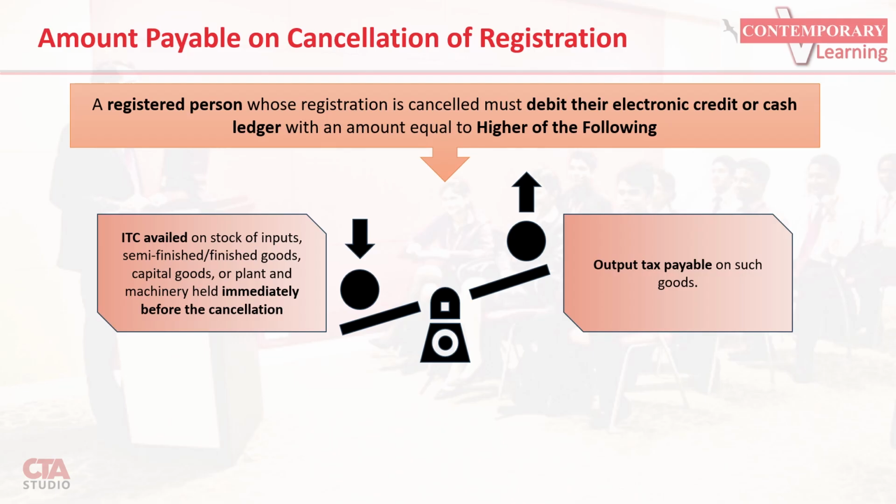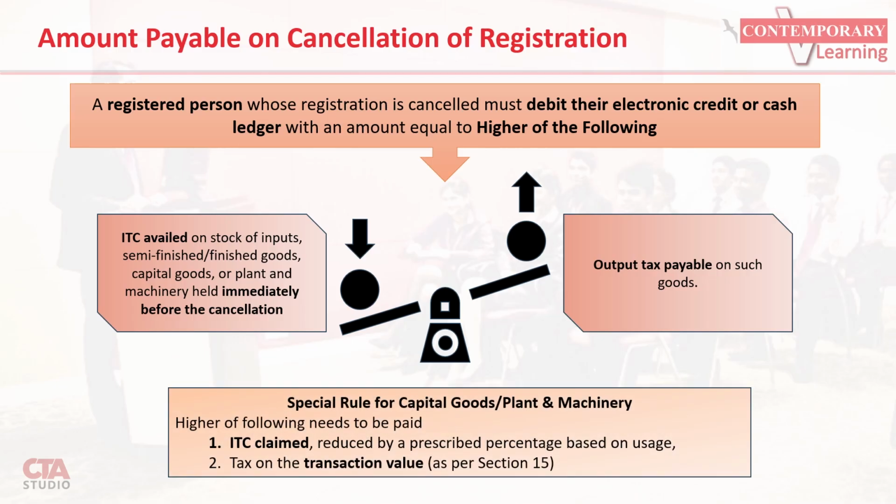The logic behind this provision is simple. When you registered, you claimed input tax credit on your purchases. If you're cancelling registration and still have goods in stock, you need to reverse that credit benefit since you're no longer part of the GST system. The law ensures you pay the higher of what you claimed or what the current tax liability would be.